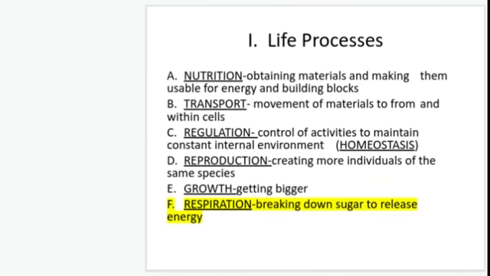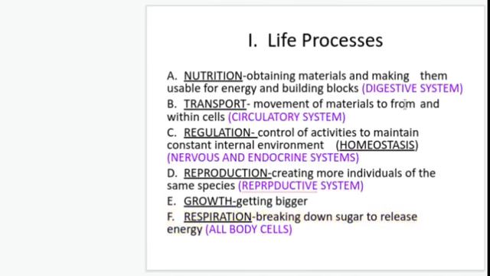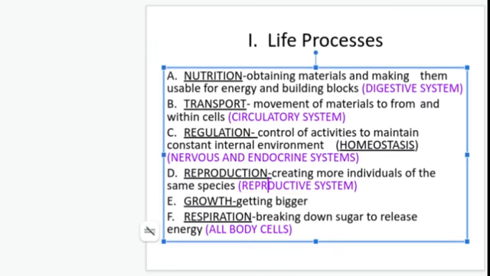Just want to quickly go over which systems these are associated with. Nutrition is associated with the digestive system. Transport with the circulatory system. The nervous and endocrine systems are what allow you to respond to the outside world in order to maintain homeostasis. And I have a typo. The reproductive system reproduces. Growth is associated with so many different systems. I didn't put any in there. And respiration happens in all your body cells. So those are the life processes.